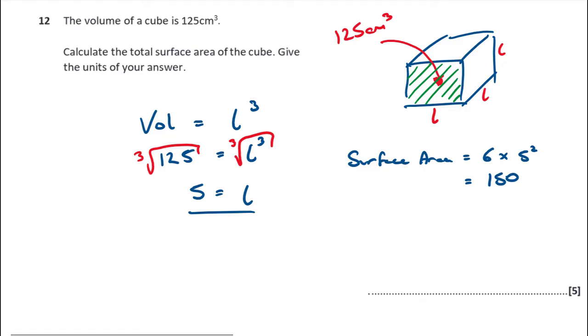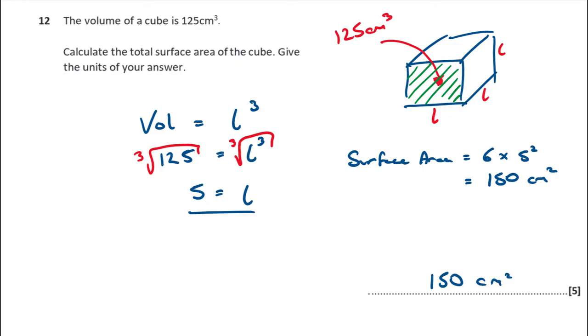And then what are the units? Well, I had centimeters and I multiplied them by centimeters. So that is going to be centimeters squared. All areas measured in square centimeters, even surface area of 3D shapes. So my answer is 150 centimeters squared.